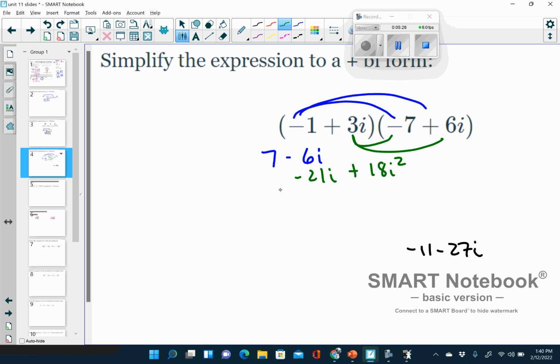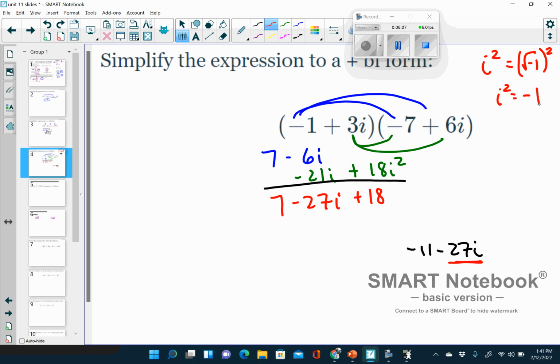Okay, so now watch. How can we get this answer right here to look like what we have over here? I'm going to show you something. So the 7 just comes down. Negative 6 and negative 21 is going to be negative 27i. So we have that first part right there. Now watch this. So this is plus 18i squared. Okay, so i squared, let's do a quick refresher. i squared is the same thing as taking i, which remember is the square root of negative 1, and squaring it. What happens here? The square root and the square cancel each other out. So we get i squared is equal to negative 1.